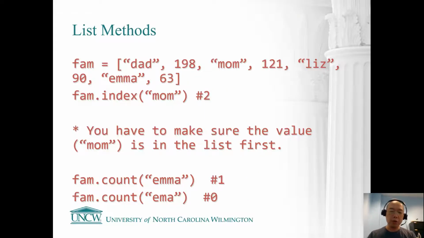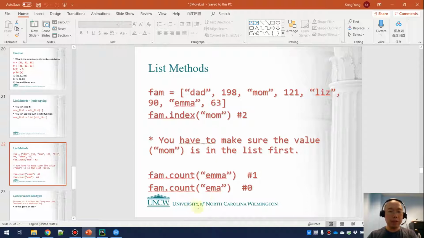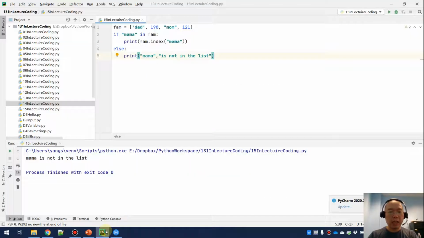Okay, let's come back. Another cool thing is, if we want to count how many occurrences of a certain value are in the list, you can use dot count. If you want to count how many mamas there are, you can do fam.count mama, and you're going to get a 1. And if you spell it wrong, then you're going to get a 0. Okay, so let's come back to this code.